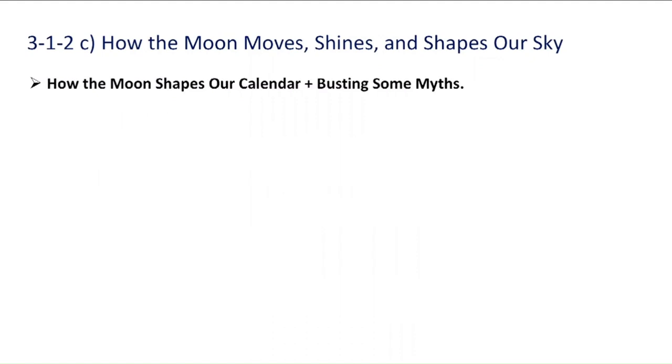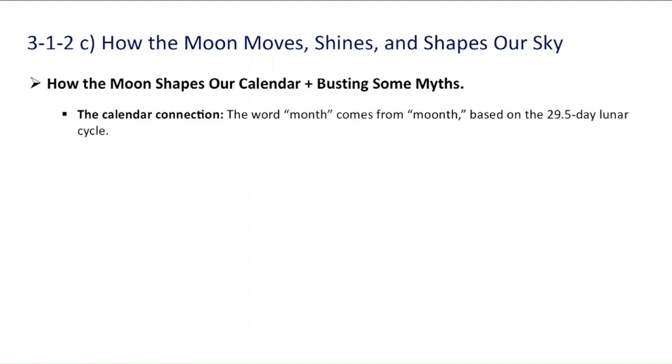Here's a cool fact. The word month actually comes from moon. That's because ancient cultures used the moon's 29.5-day cycle to measure time. So when you say next month, you are echoing ancient astronomy. Now let's also clear up a few moon myths.